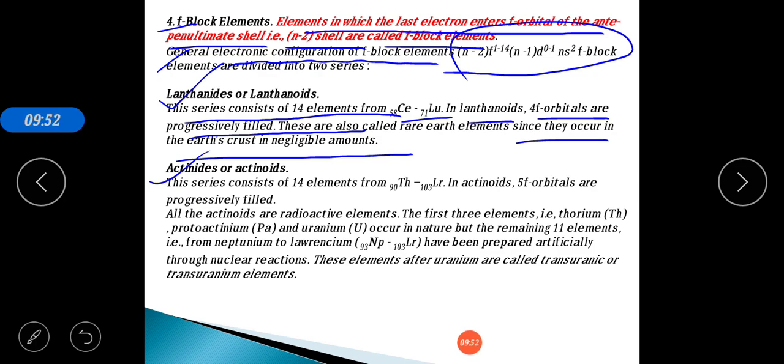Actinoids. This series consists of 14 elements from thorium to lawrencium. In actinoids, 5f orbitals are progressively filled. All the actinoids are radioactive elements.